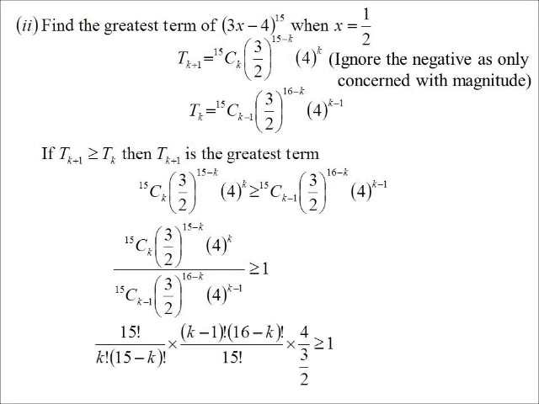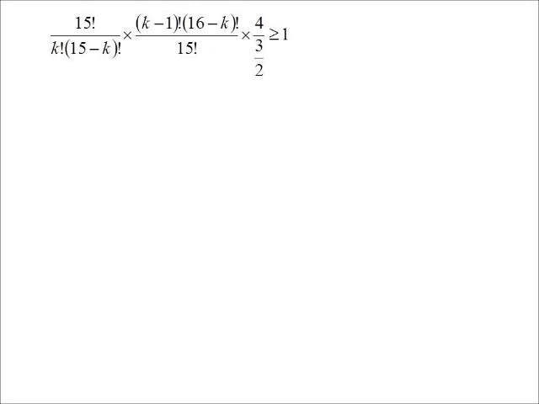So the factorials, 15 factorial and k factorial, 15 minus k factorial, times, invert and multiply, 15 factorial, k minus 1 factorial, 16 minus k factorial. Now, I've got 3 on 2 to the power of 15 minus k, 3 on 2 to the power of 16 minus k. 16 minus k would be the biggest, so I've got 3 on 2 on the bottom of the fraction. 4 to the power of k on 4 to the power of k minus 1. Power of k would be the biggest, so I've got 4 on the top of the fraction. So 4 divided by 3 on 2, which I can tidy up to be 8 on 3.